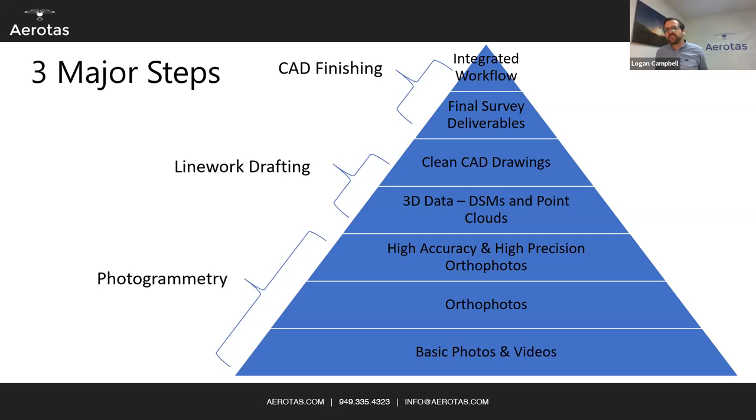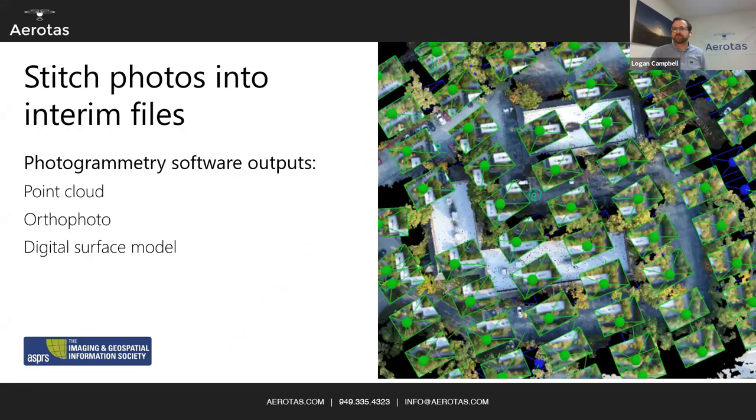Line work drafting is another source of accuracy, and depending on how you do it, it's less about accuracy and more about time savings. Line work drafting is about what features you extract, and how you extract them, in order to get the right data, make it manageable for CAD for the next steps, make it presentable and useful. But it's not that much about accuracy. And CAD finishing is about making something usable. So we'll cover all of that in great detail.